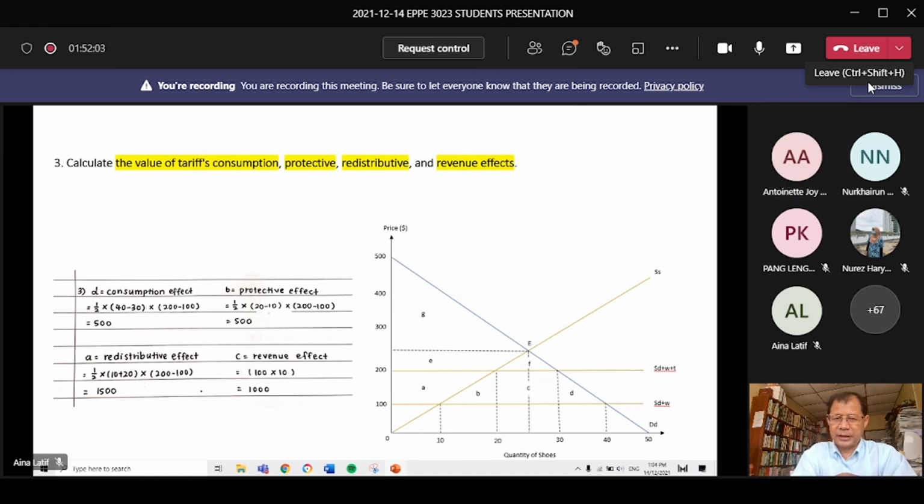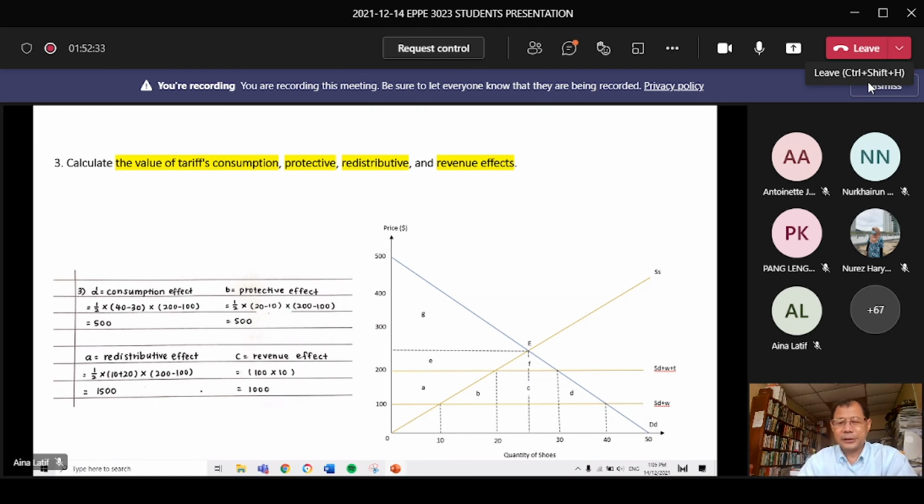Okay, thank you, Antoinette. I will answer that with a quick answer, okay? I agree with all that you said. However, to answer that very quickly, in the case of a small nation, with 100% certainty, the country will lose in terms of welfare because of tariff. Small country.